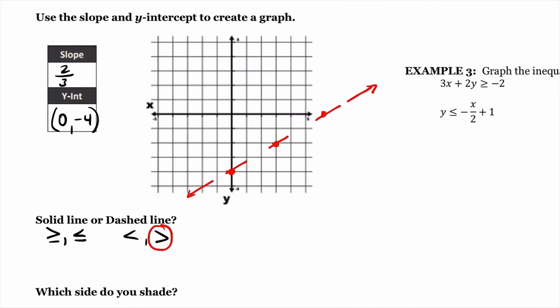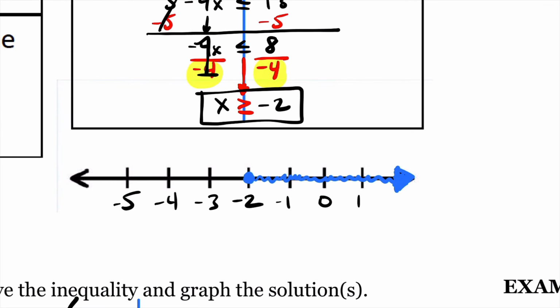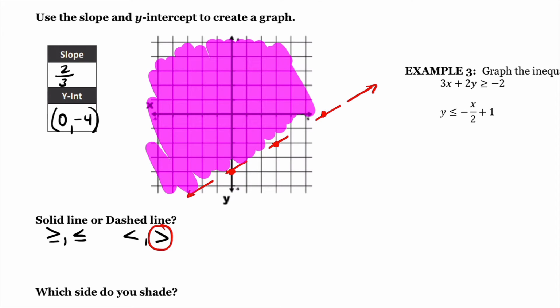Okay. One more step. The last step is I got to shade. Remember when we did number lines? We graphed number lines over here. We shaded, right? We shaded either to the right or to the left. Well, we have to do that again, but now it's going to look different because it's on an X and Y graph, not just a number line. So I have 2 options. Don't shade yet. I'm just going to show you the 2 options. We can shade on this side, or I can shade on this side.